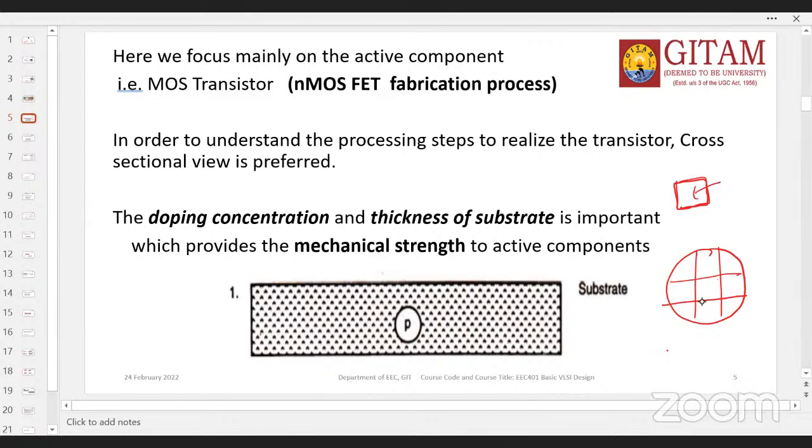So instead of viewing the top view while discussing the processing steps, we are going to view the side view. That's the reason why this is the side view actually. It's not the top view. Please understand that. This is the top. Agree? Therefore we can understand what we are doing on top of it, right?